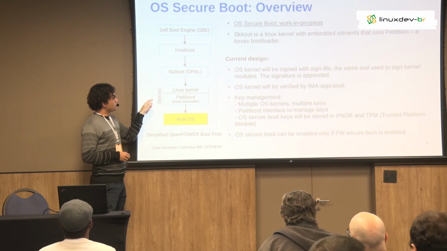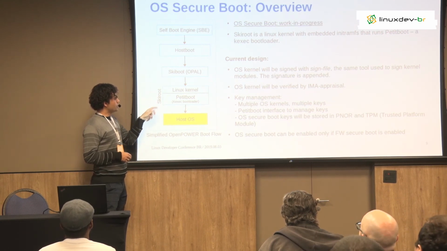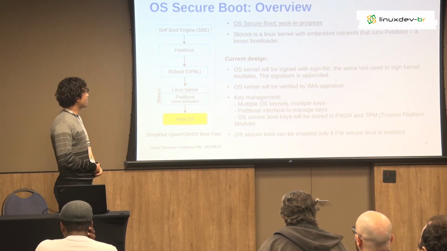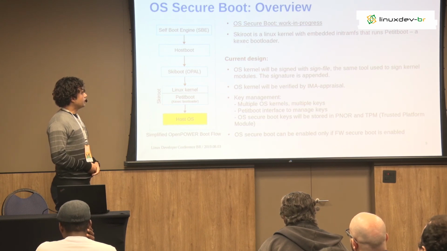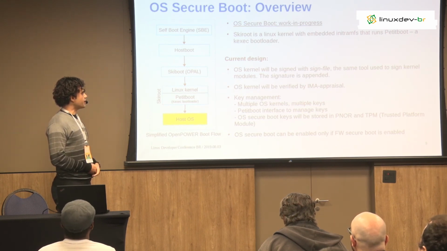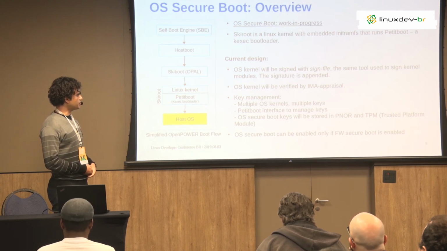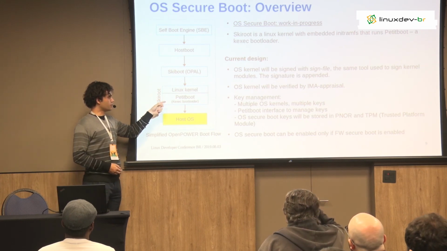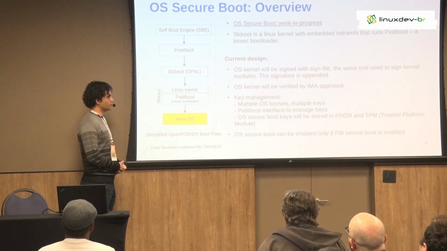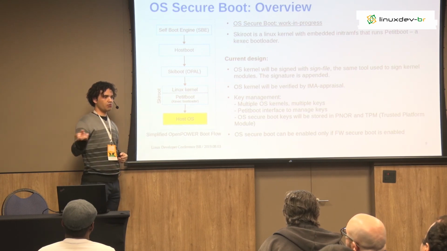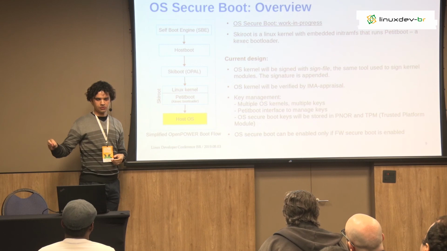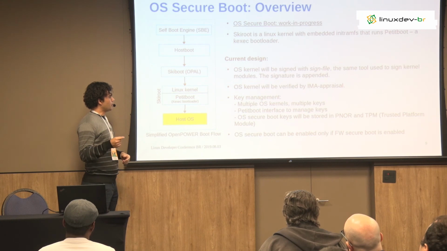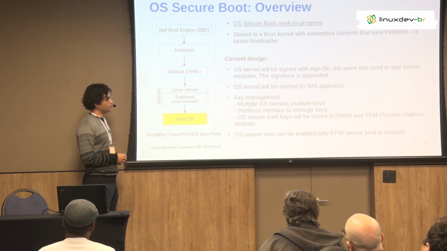One interesting thing is that Skiroot is a kernel. It's a Linux kernel, a recent Linux kernel. And it has embedded the initramfs that runs Petitboot. And Petitboot is our bootloader. Since it's a Linux kernel, Petitboot is a kexec bootloader. So Petitboot will just download or find the Linux from the OS, from the hard disk, and then kexec to that image, Linux and initramfs.